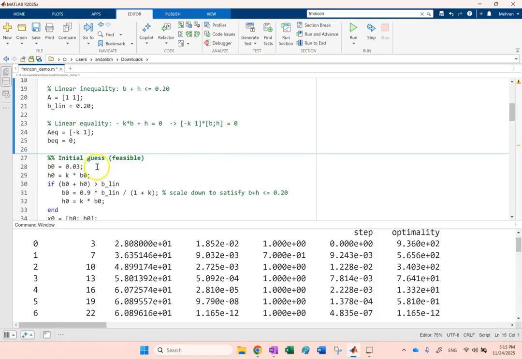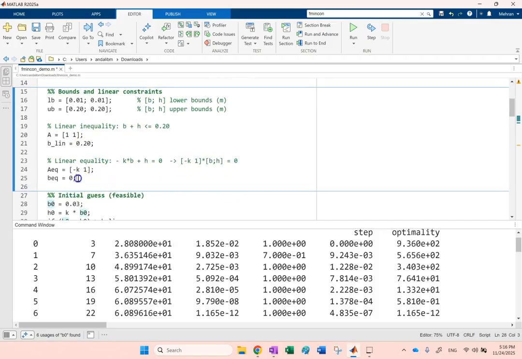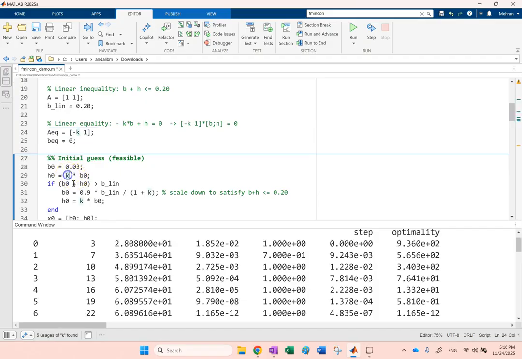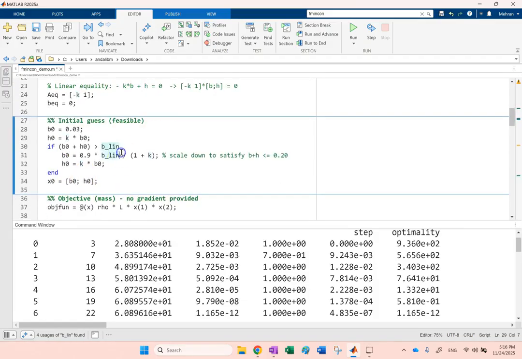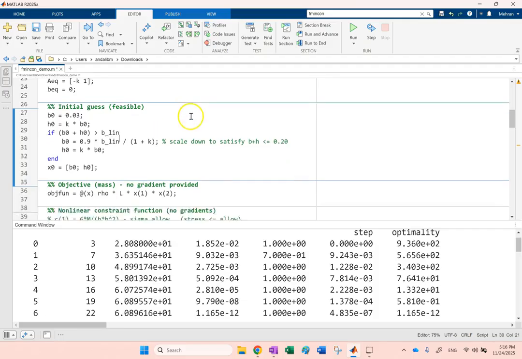The initial guess here, we use 0.03 and K times 0.03, which is 0.06. By this initial guess, we try to make sure that the initial guess matches the linear equality. So we set it such that it already satisfies this one. You don't have to do that. If you want, you can change it and give it a different number. And here you can see that it tries to make sure that your initial guess is as close as possible to satisfy one of the constraints.